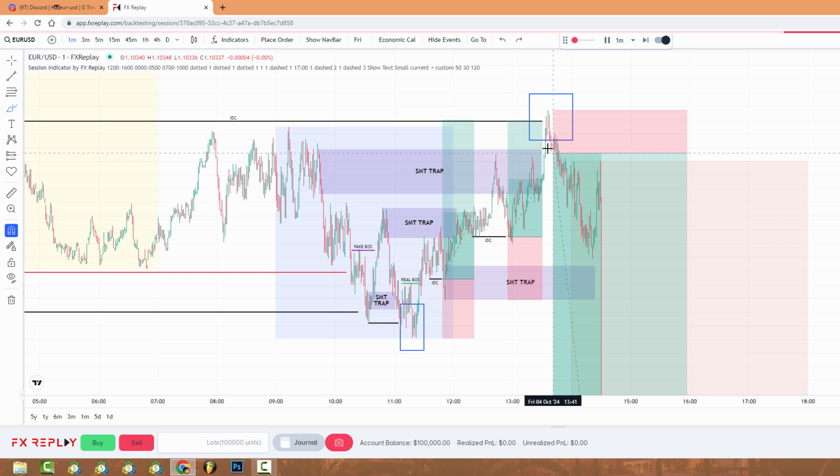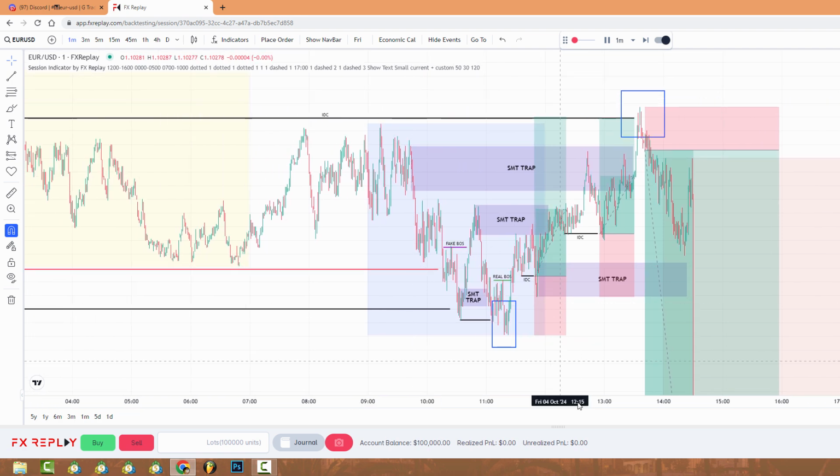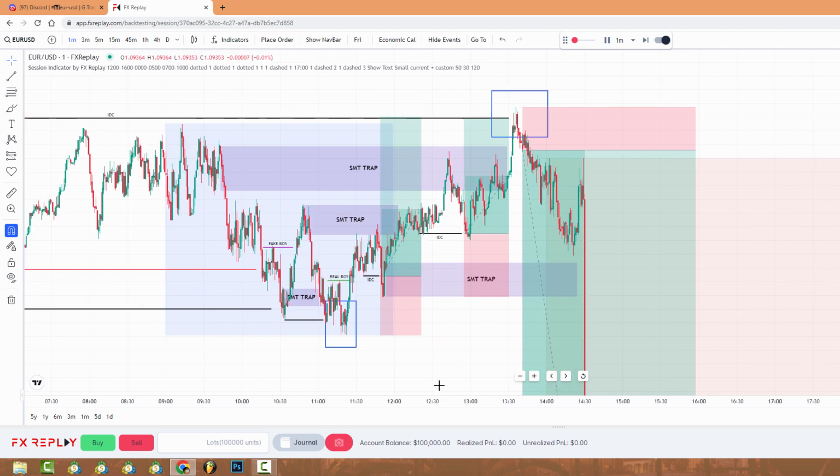You can place yourself on the double break of structure. You see this, you place yourself, and then you get it. Obviously, don't trade NFP because it's very risky. But that's about it, guys.